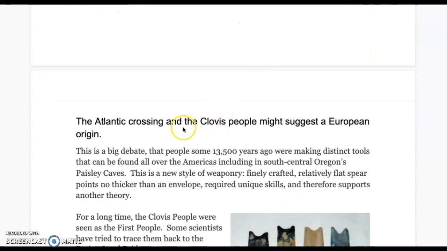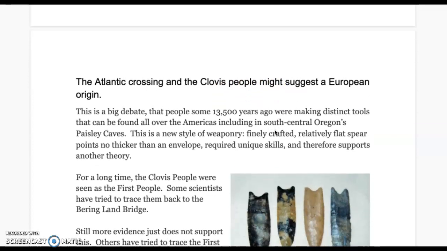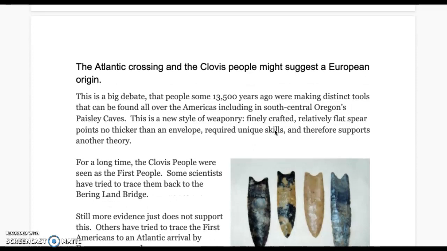The Atlantic crossing and the Clovis people might suggest a European origin. This is a big debate. That people some 13,500 years ago were making distinct tools that can be found all over the Americas, including South Central Oregon's Paisley Cave. So right here in Oregon, they found some of these Clovis weapons. This is a new style weaponry, finely crafted, relatively flat spear points no thicker than an envelope, requiring unique skills and therefore supports another theory.